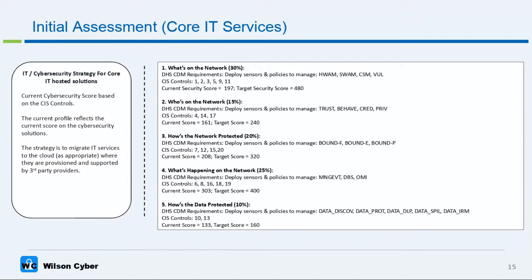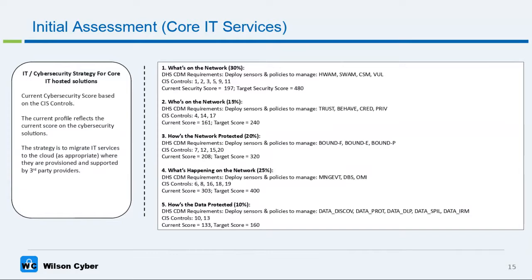Focus area 4, what's happening on the network, 25% of our overall score. DHS CDM requirements, deploy sensors and policies to manage events, design and build in security, operate, monitor, and improve. Here we're mapping to CIS controls 6, 8, 16, 18, 19. Current score 303, target score 400. So we have to make up 97 points within those 5 different controls. And again, that will constitute 25% of our total score.